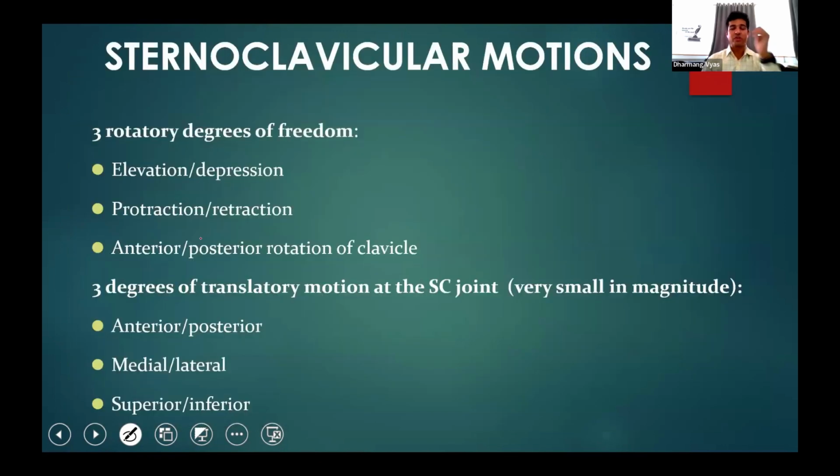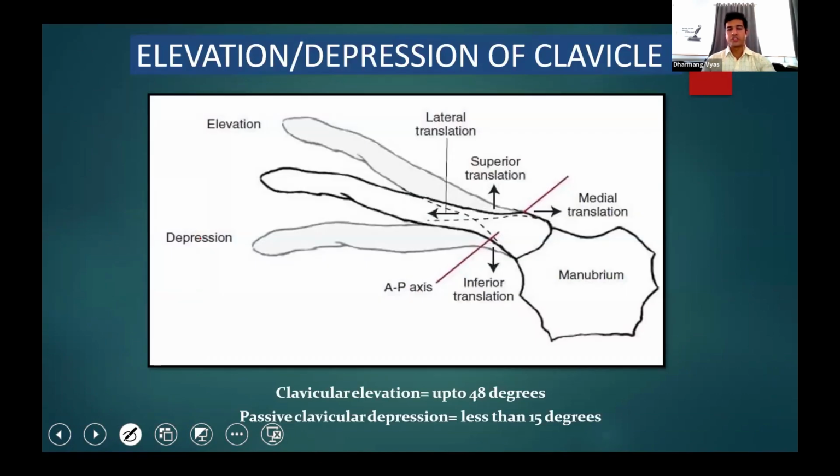Then we have sternoclavicular motions: 3 degrees of freedom, elevation, depression, protraction, retraction, anterior and posterior rotations, and 3 degrees of translatory motion, that is anterior, posterior, medial, lateral, and superior and inferior. Here is the image showing us the elevation and depression of the clavicle, right? So clavicular elevation occurs up to 48 degrees with full flexion, and passive clavicular depression is less than 15 degrees.